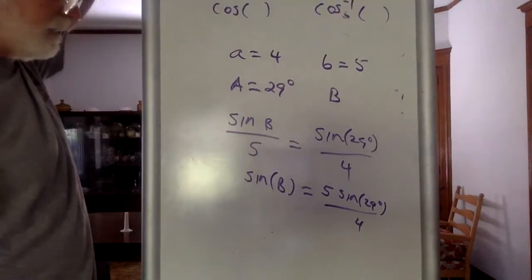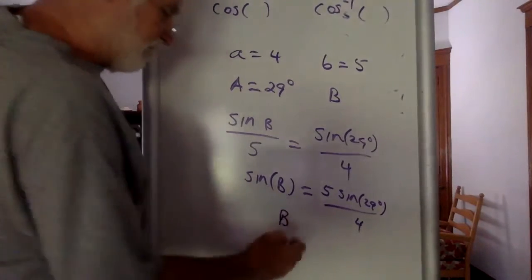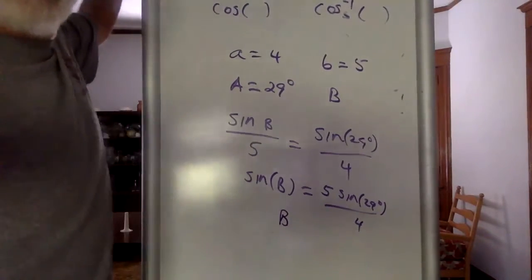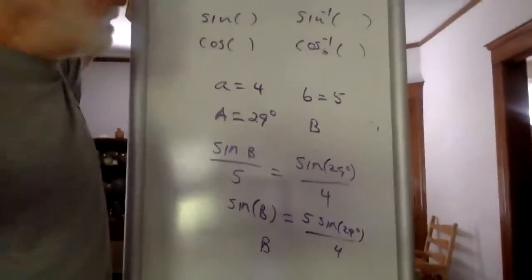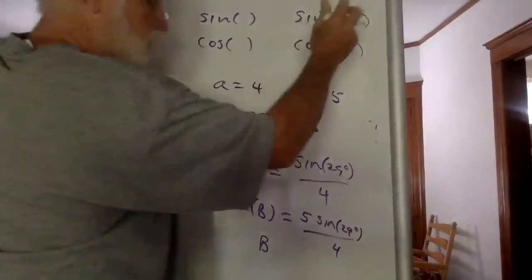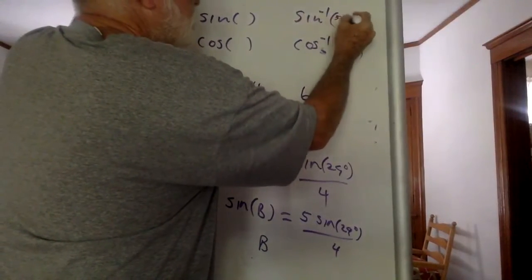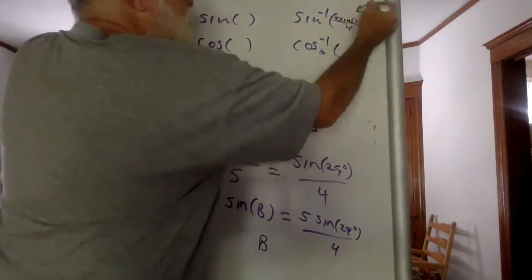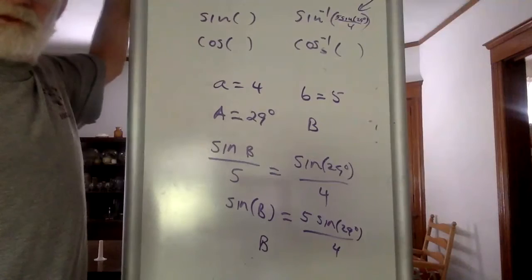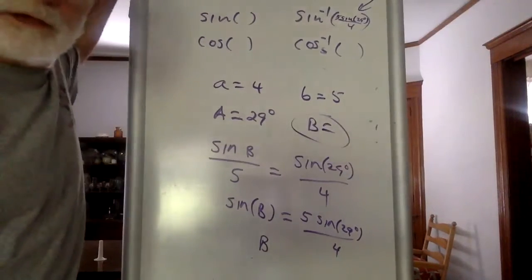But Google has kindly given us a calculator, because I am going to isolate B right here. How am I going to isolate B? Back to the top of the screen. What undoes the sine of B? Inverse sine. So I am going to go to 5 times the sine of 29 degrees divided by 4, and that's a ratio. It's going to tell me that angle. Google's been very kind to us.